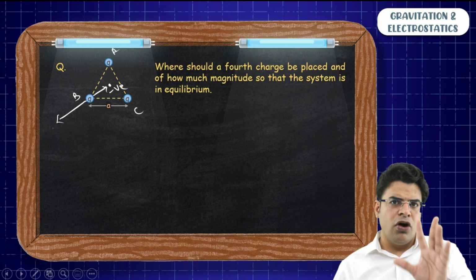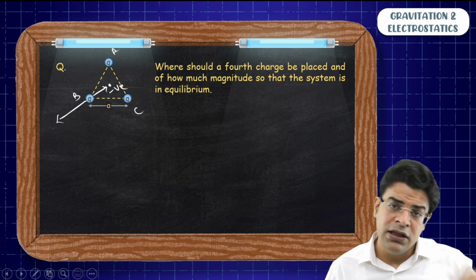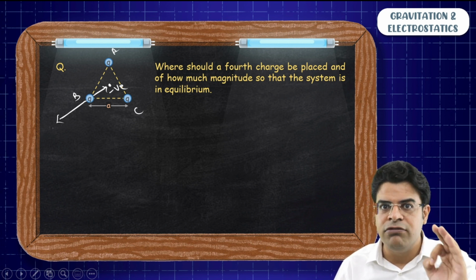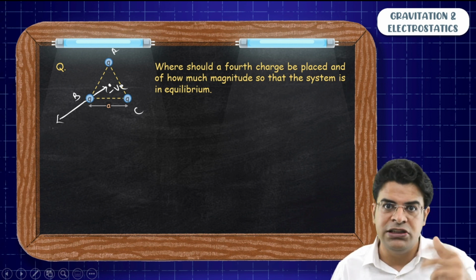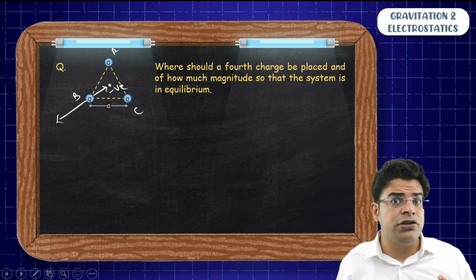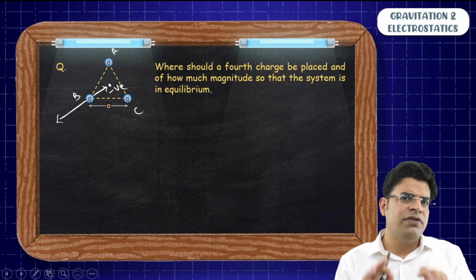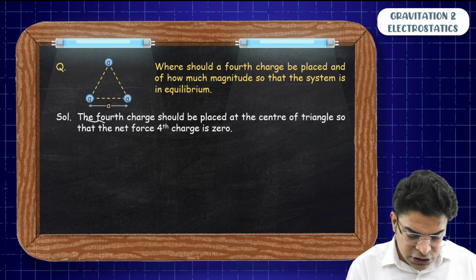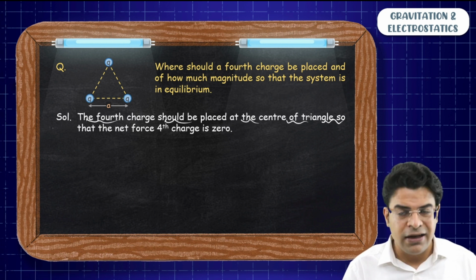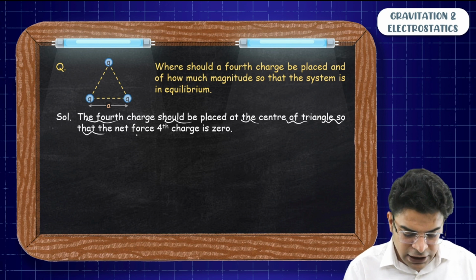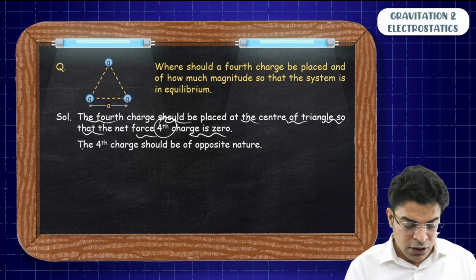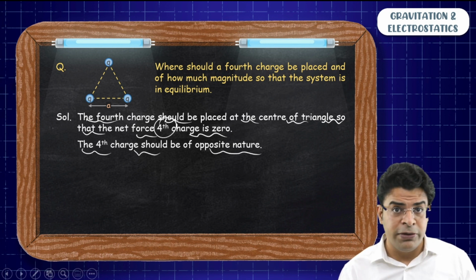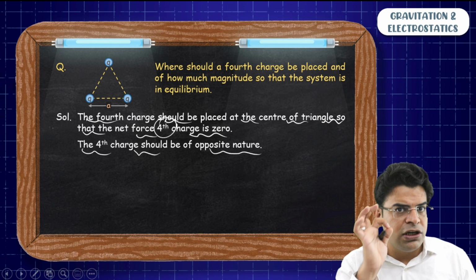So I have already solved much of this question. The fourth charge should be placed at the centroid of the triangle, and the fourth charge should have the opposite nature to that of these three charges. So if these three charges are positive, the fourth charge should be negative, and if these three charges are negative, then the fourth charge has to be positive. So the fourth charge should be placed at the centroid of the triangle, so that the net force on the fourth charge is 0. If these three are positive, then the fourth charge should be negative. If these three are negative, then the fourth charge should be positive.